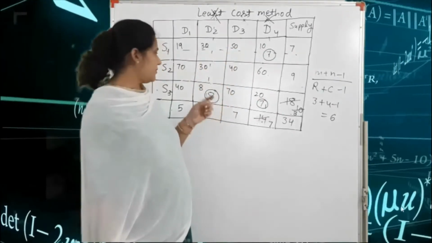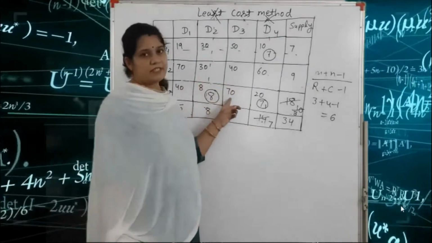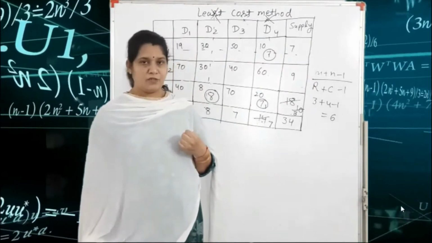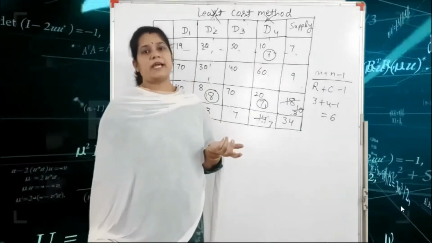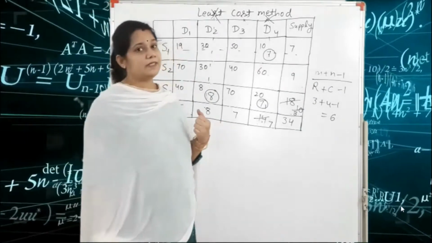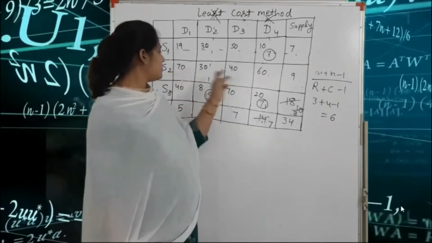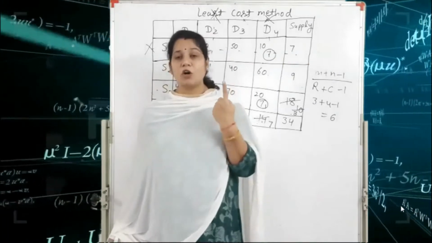So we have 70, 40, 40, 70. That means 4 cells are remaining for allocation. Got it? So here the minimum value is what? Exactly, the minimum value is 40, but there is a tie, because two 40s appear, in the second row and the third row. Okay, so we choose only one 40.